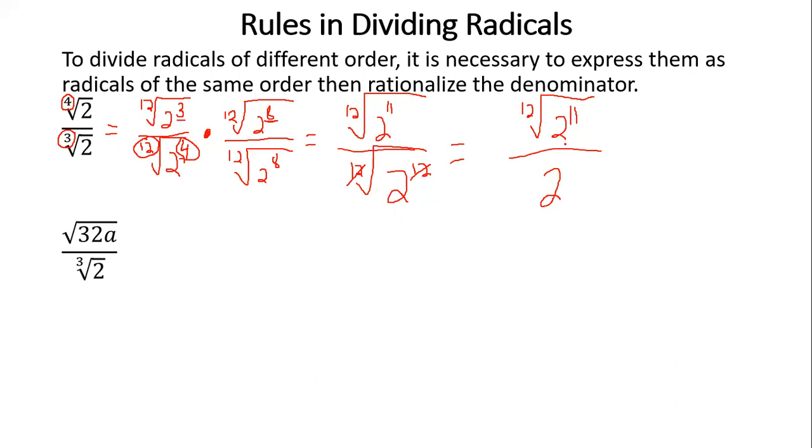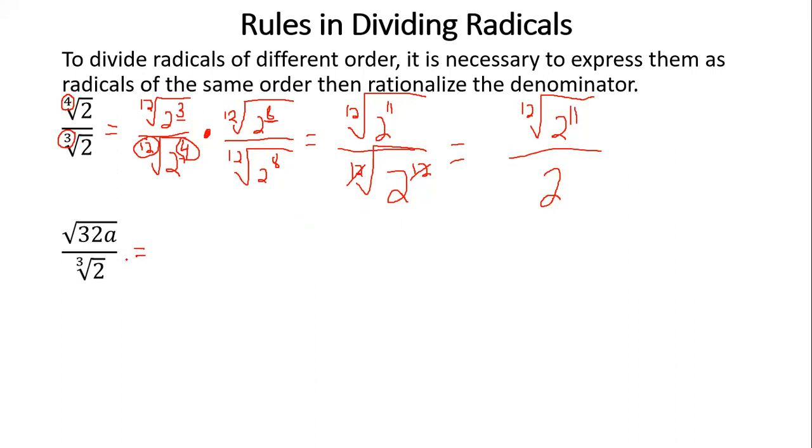32 times 32 times 4. So, that is equivalent to 4,096. 4,096. So, 12th root of 4,096 divided by 2. Next one.